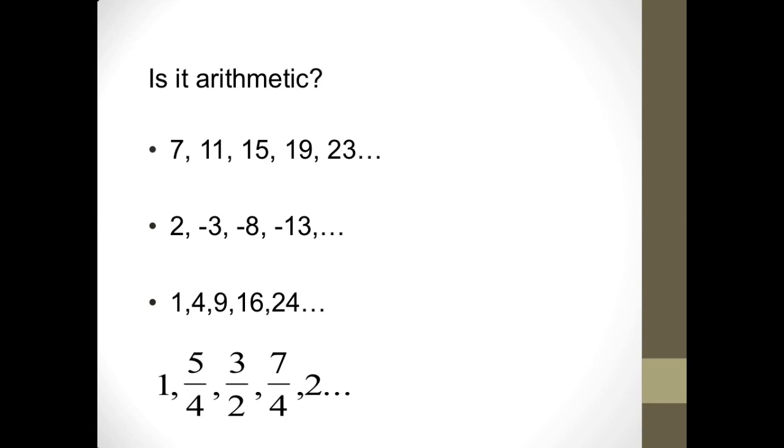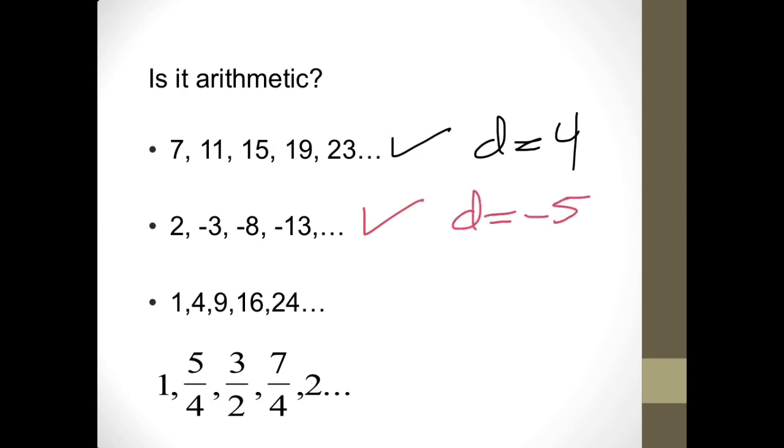So for our first set, from 7 to 11, we're adding 4. And then from 11 to 15 we're adding 4, and so on. So every time we're adding 4, which means yes, it's arithmetic, and d is equal to 4. The common difference is 4. Looking at our second sequence, from 2 to negative 3, we're going to go down by 5. And then from negative 3 to negative 8, we go down by 5 again. And finally, one more time, we get to negative 13. So this is, in fact, an arithmetic sequence, and d is negative 5. Now don't get fooled by the fact that with arithmetic you would think it's adding. Again, it's adding or subtracting by the same amount.